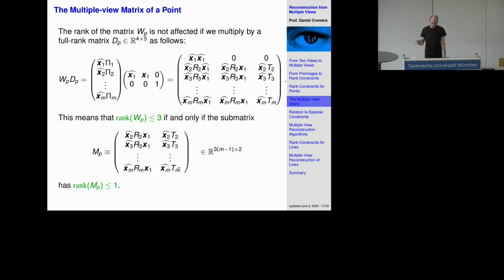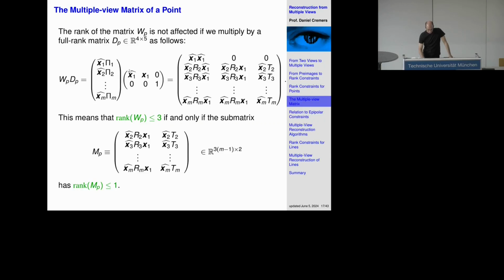And now we'll do something that at first glance looks a little bit weird. We take this matrix WP and multiply it with this matrix DP, this one here. This is a 4 by 5 matrix, and what's important about this matrix is that it has full rank. Why does it have full rank? As you can see, it has 5 columns, and 4 rows. So it's a matrix that has at most rank 4. But it has here 4 independent columns, as you can see.